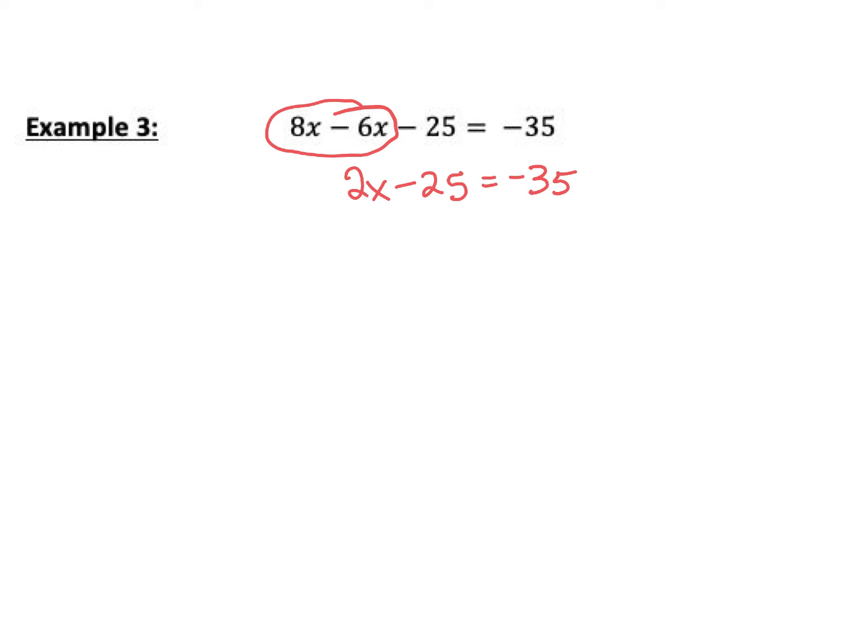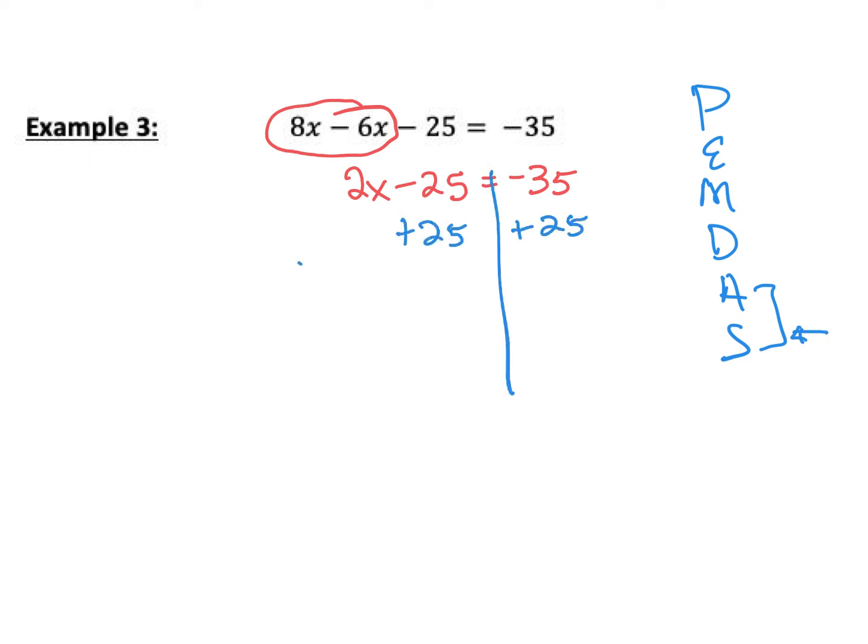Then from here, again, we're going to look at PEMDAS backwards. So we have a subtraction. Opposite of subtraction is addition. So we're going to add 25 to both sides of the equation. Then we have 2x. Positive and negative 25, they cancel each other out. Negative 25 plus 25 is negative 10.